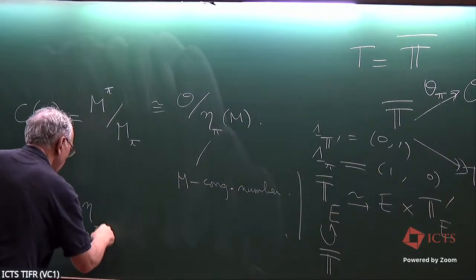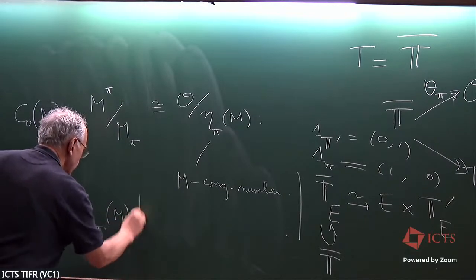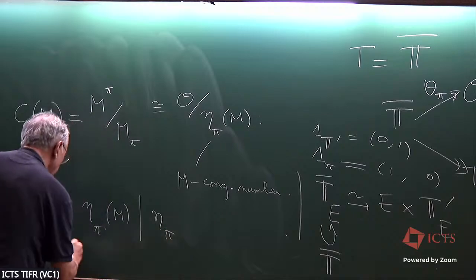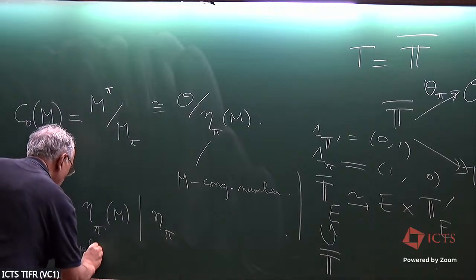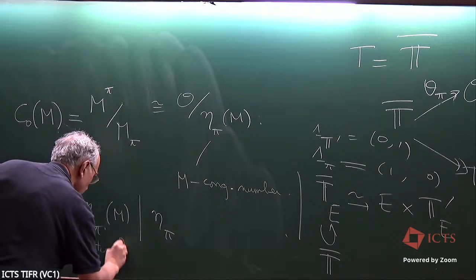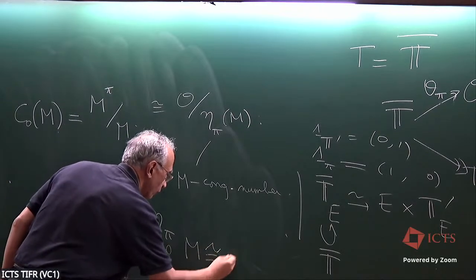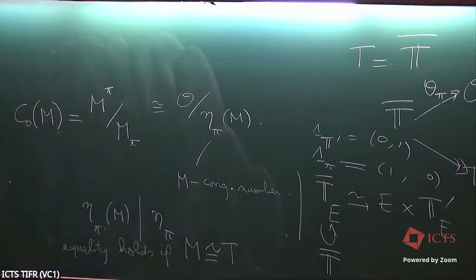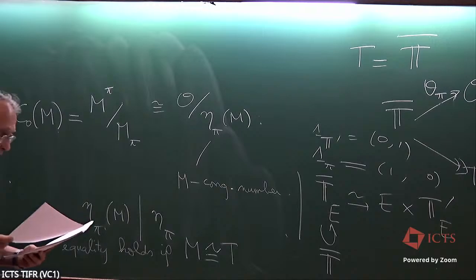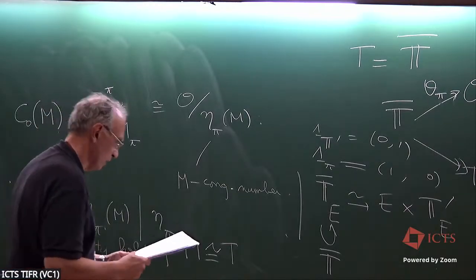You always have that eta pi of M divides eta pi, and equality holds if M is free over the Hecke algebra modulo torsion, which I don't assume and which sometimes is not proven. It depends on M. Okay, so those are the congruence numbers.